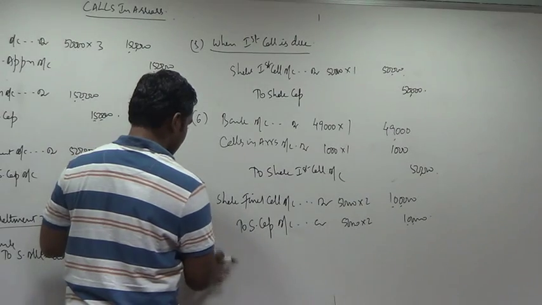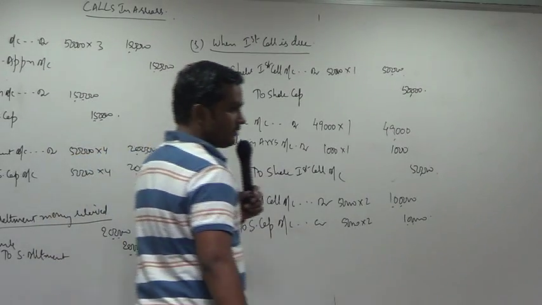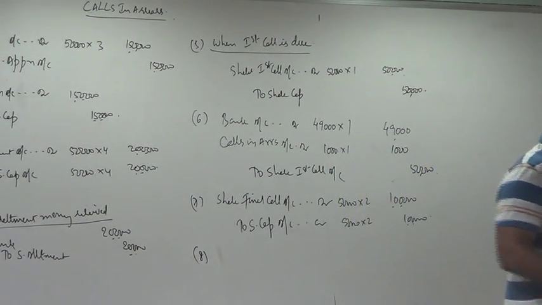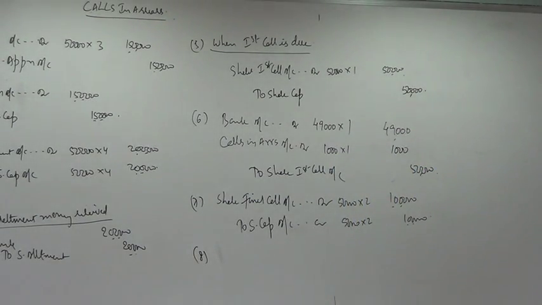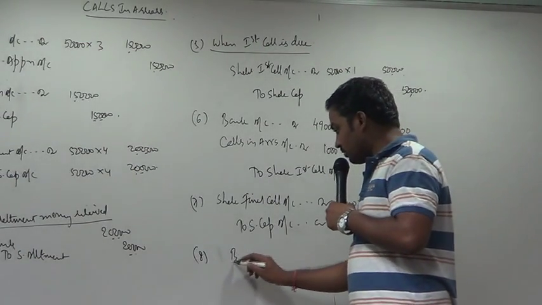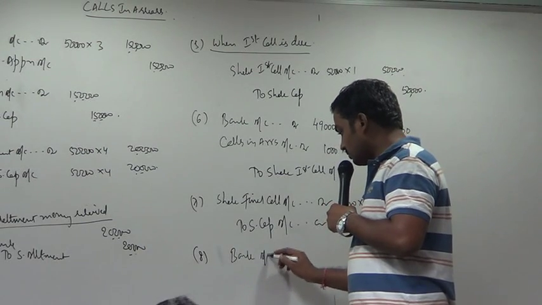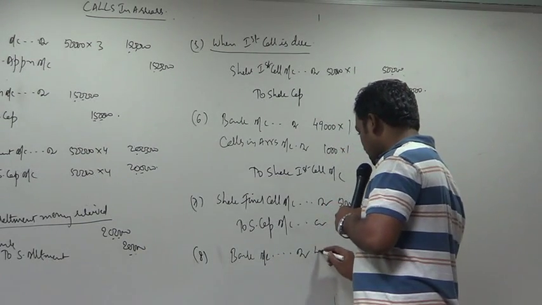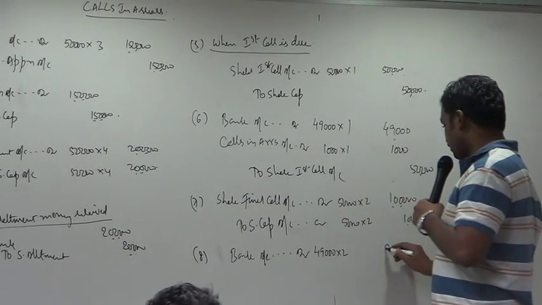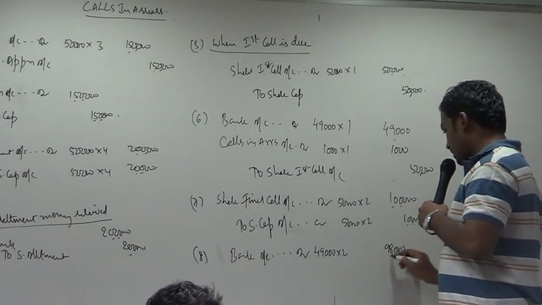When final call money is received, please tell me on how many shares we have received the final call money? Only on 49,000 shares we have received the final call money. On 1,000 shares we have not received the money. So bank account debtor 49,000 into 2, 98,000.